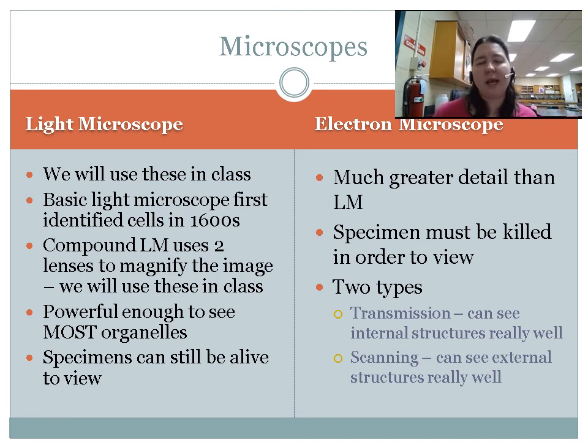But we've got 2 types of electron microscopes. The transmission, where we can actually get into the internal structure. We can actually see the inside of something really well. And then scanning, where we can actually see the external really well. So if we wanted to look at the outside of something, we could use a scanning electron microscope. So these are the couple of microscopes that we use.